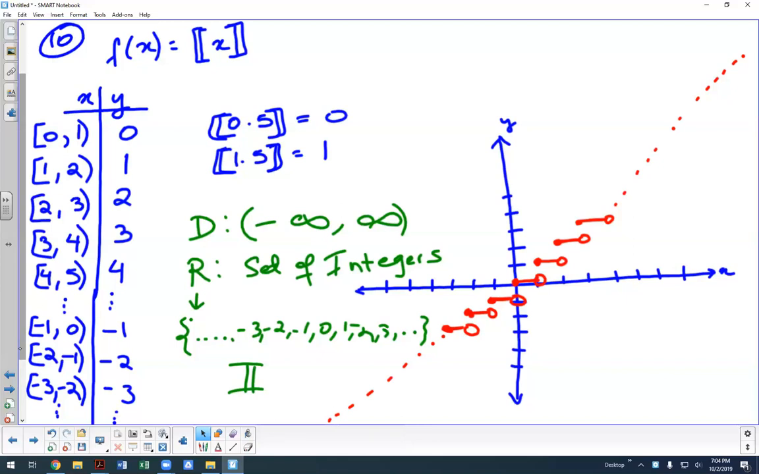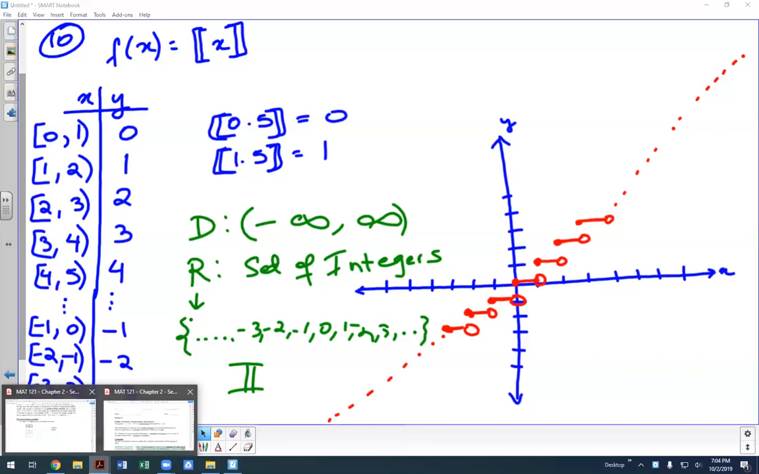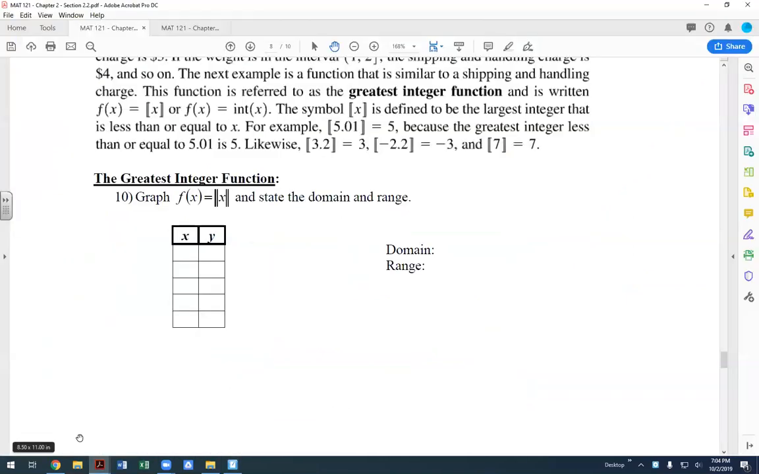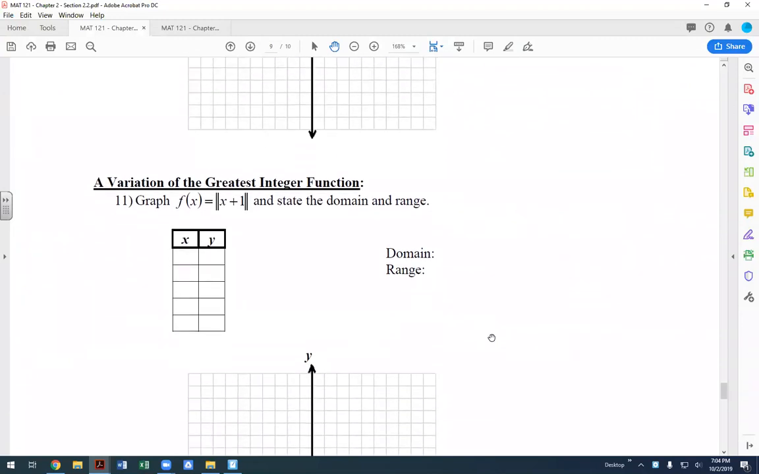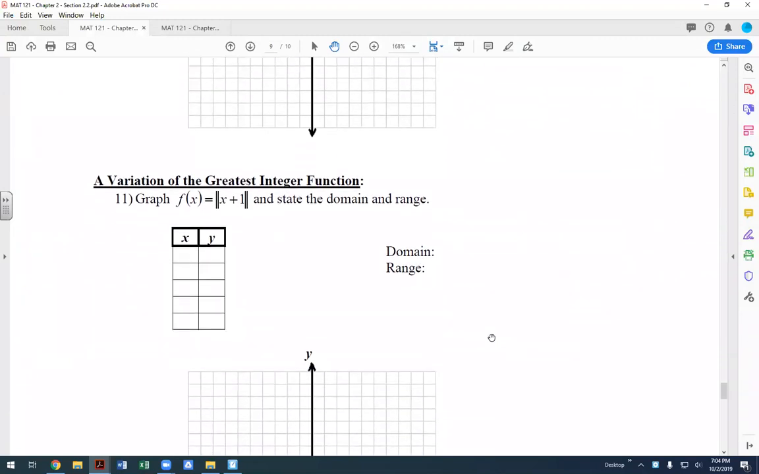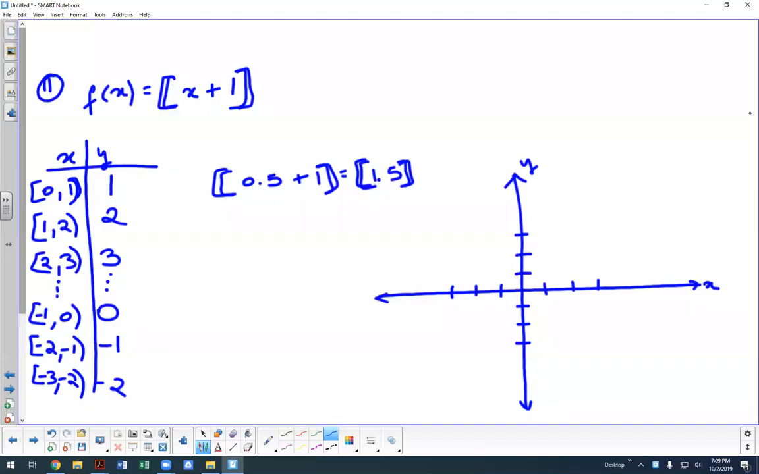What I would like you guys to do is work on the next one. It is a variation of this problem where we're just changing it from x to x plus 1. See what you can do, and in the meantime, I will check my MATLAB. So here, going from 0 to 1, you're actually going to be at 1 now. So you're going to be one step higher.